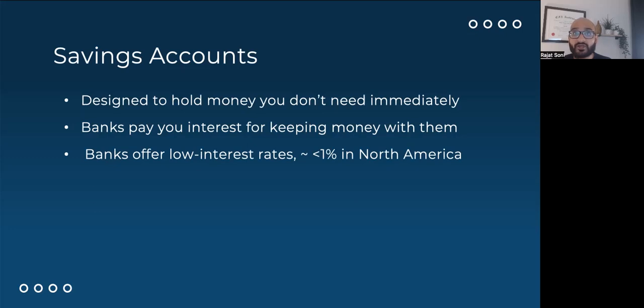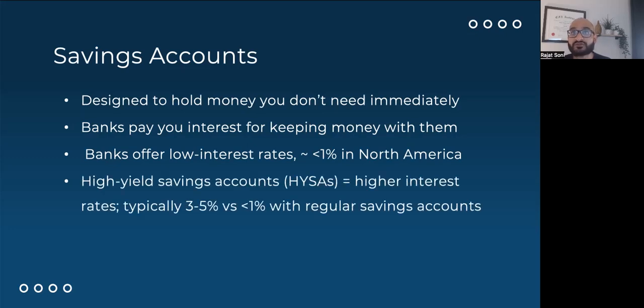To earn a higher interest rate on your savings, it's worth considering a high yield savings account, which can give you up to 3 to 5% interest. But the issue is that high yield savings accounts are usually offered by banks that don't have physical locations.